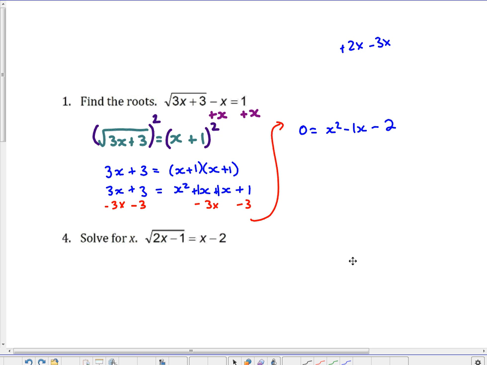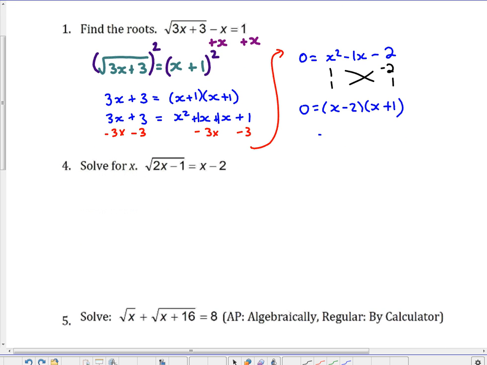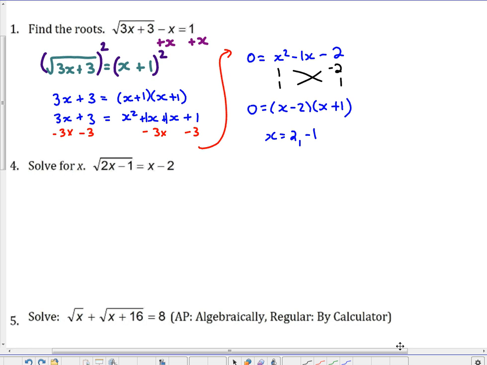Okay, now that everything's on one side, what do we always try to do? Factor. 1, 1. 2, 1. Who's negative? The 2. We want to add to negative 1. So our solution is 0 is equal to x minus 2 times x plus 1. And then what? x equals what? Remember, this is the part everyone forgot to solve. 2 and negative 1. Okay, once we're done that, we're now done step 3.